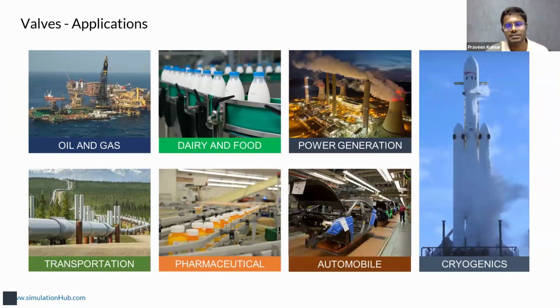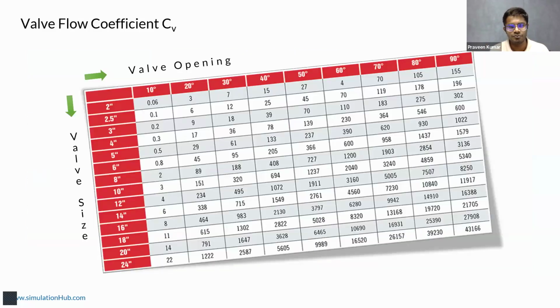The application areas of valves are such that you pick any domain or any vertical, you will find valve applications there, starting from oil and gas, upstream, midstream, downstream, and then dairy products, power generation, everywhere. Now we'll introduce the valve flow coefficient, CV. Valves are manufactured by different manufacturers, and they come in different sizes as well. How do you compare and choose the right valve size for your flow requirements?